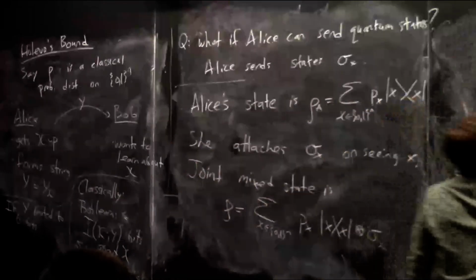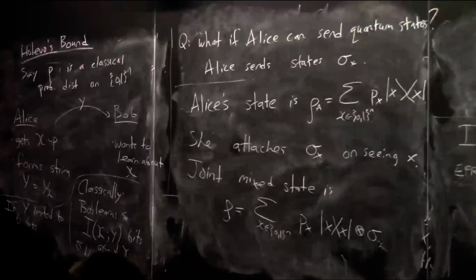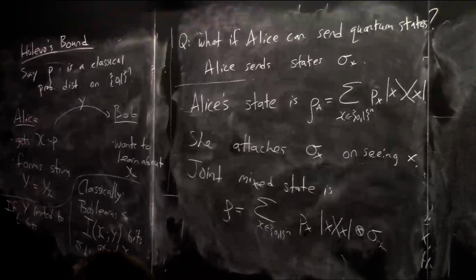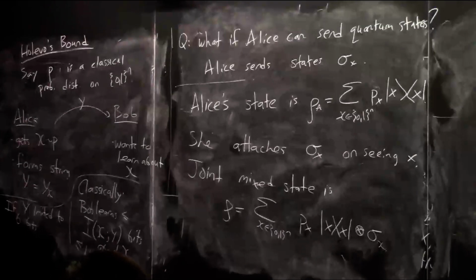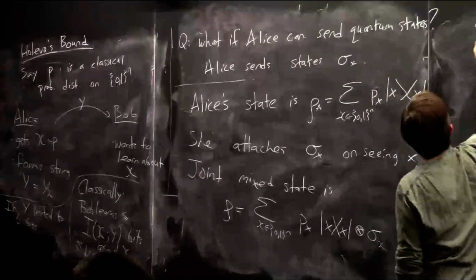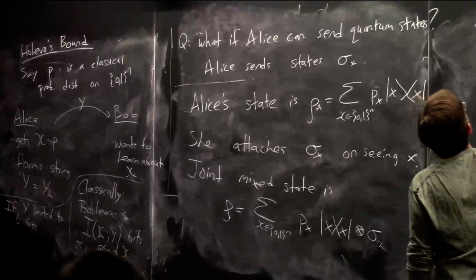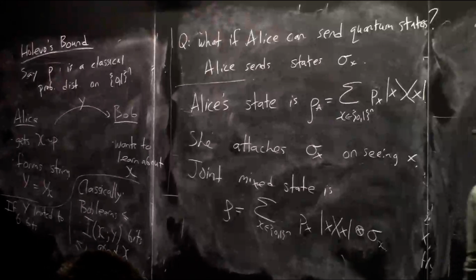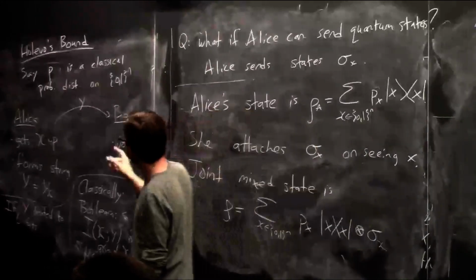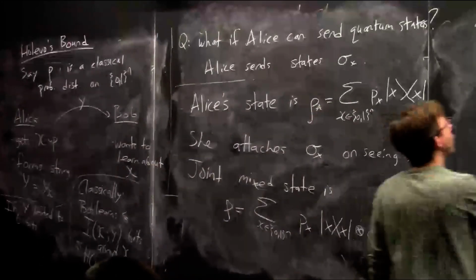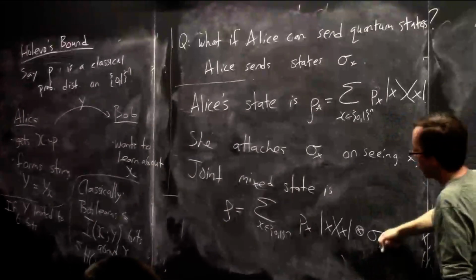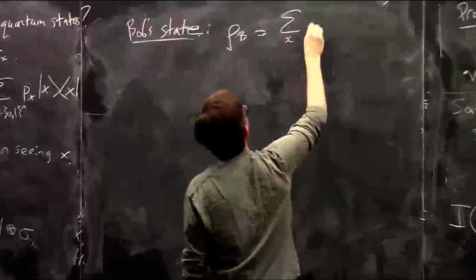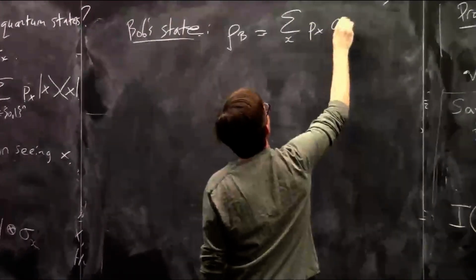Now you can ask, what is the quantum state of what Bob has? It's not hard to check, it's kind of easy to see that Bob's state is a pretty simple mixed state. With probability p sub x, he gets sigma x. So Bob's state, which is what you get if you trace out the Alice part of this, is the sum over x of p_x sigma x.